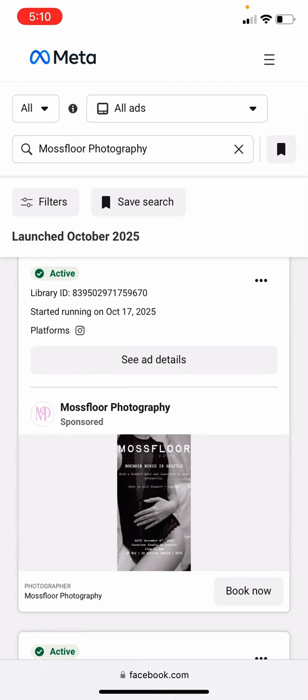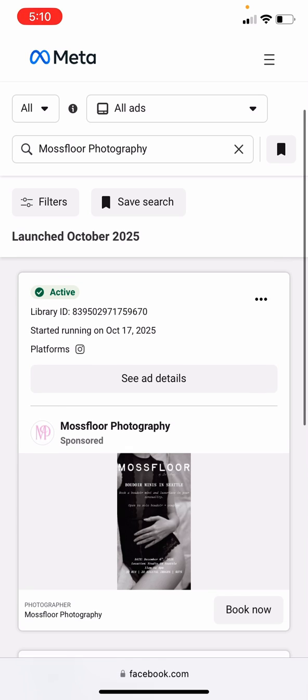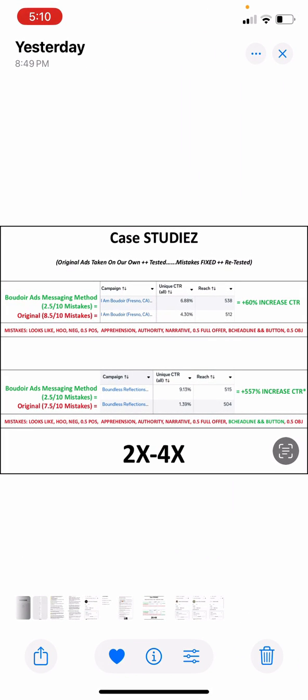Basically, we're seeing what could be causing you not to get as many bookings as you wanted or expected, as many qualified conversations, sales, shoots, all that stuff. And we're gonna go over the top 10 most common mistakes that I see boudoir photographers making in their Meta ads.